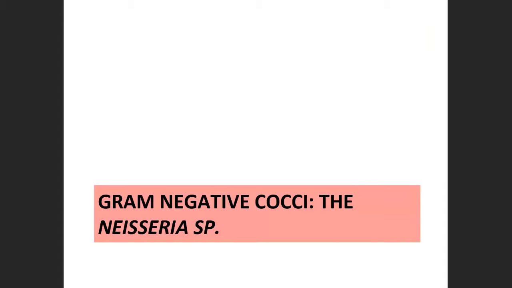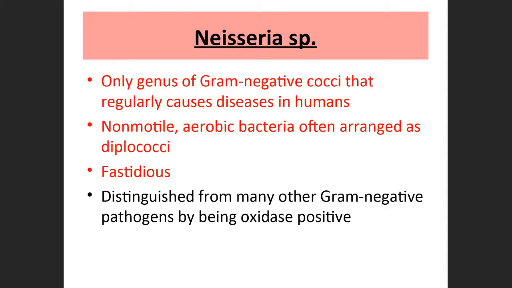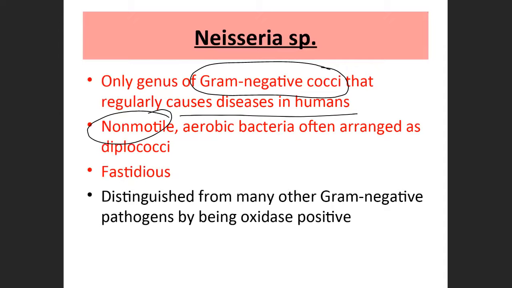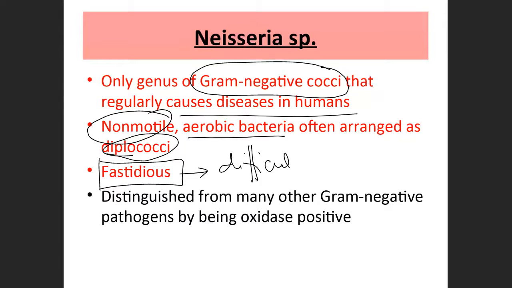So we're going to start with a gram-negative cocci, the genus Neisseria. This is the only gram-negative cocci that regularly causes disease in humans. The organism is non-motile, it's an aerobe, arranged in pairs. It's fastidious, which means difficult to grow outside the human body. And that is good news for us because that means that it will be difficult to spread.